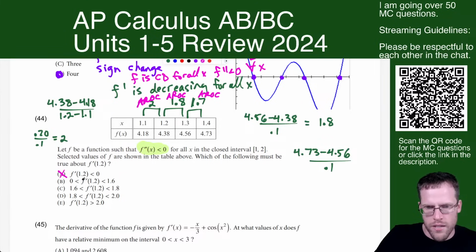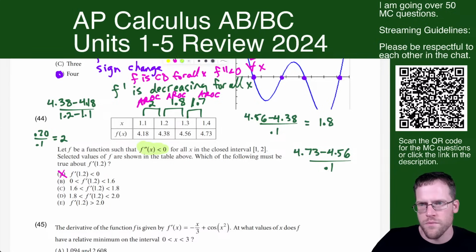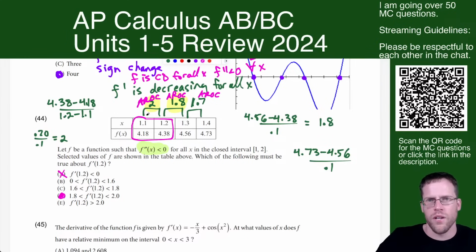So now we look to the next one. F prime of 1.2 is between 0 and 1.6. No, that wouldn't be true. F prime of 1.2 would have to be between 2 and 1.8. So looking at it right away, D is just jumping out. F prime of 1.2 has to be between this average and this average because it's dropping. Remember, it's kind of like MVT mixed in the middle too: if the average rate of change is 2 from here to here, then at some point the instantaneous rate has to equal 2, and it's just dropping forever. So that's why it's got to be D.